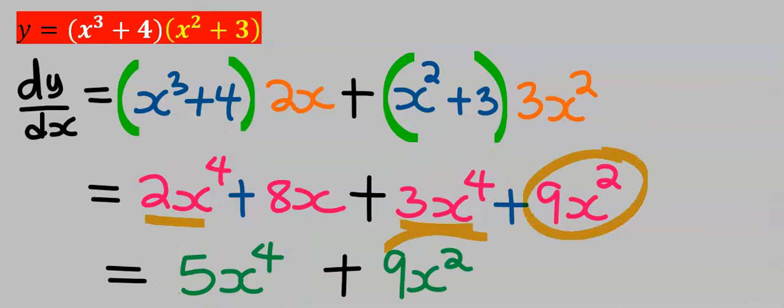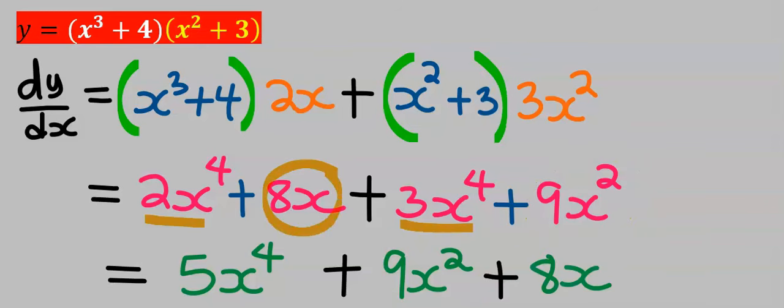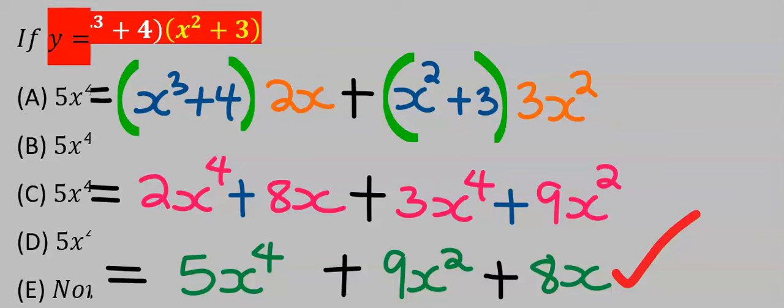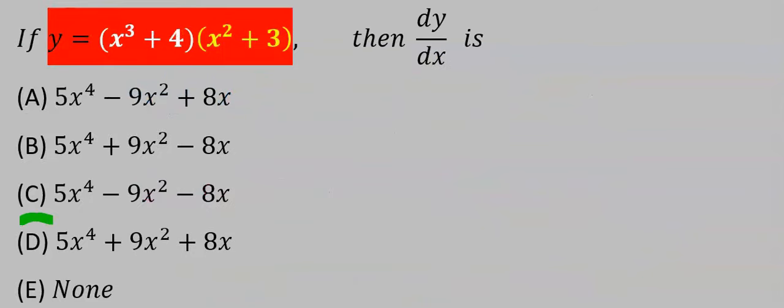Next is the 9x to the power of 2 and 8x. Nothing else can add up. Hence, this is our final answer. From the options, our answer is D.